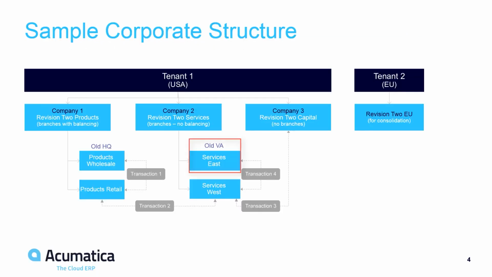Next, I want to convert my VA company to a company with branches. In this example, my services branches are sales offices, which require branch-specific profitability reports, employees, and security. These branches share the same tax ID and the same set of financial reports. Transactions between Company 1 and Company 2 must create intercompany transactions. In this diagram, only Transaction 4 does not require balancing.